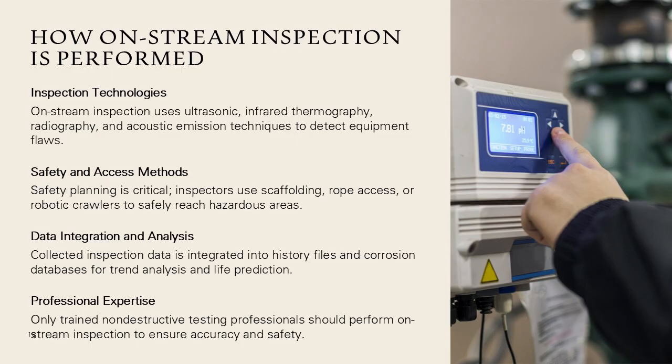On-stream inspection requires strict safety planning, especially when inspecting hot or pressurized equipment. Inspectors often use scaffolding, rope access, or robotic crawlers to reach high or hazardous areas. The collected data is integrated into equipment history files and corrosion monitoring databases, ensuring accurate trend analysis and life prediction. The slide emphasizes that only trained NDT professionals should perform on-stream inspection.